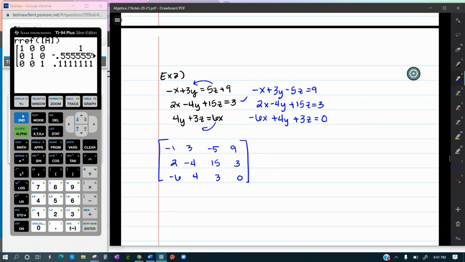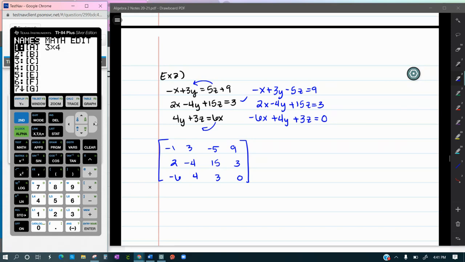So we're going to go to second and matrix. We need to actually edit the matrix first, so we're going to go to edit. Now you can use B or C or D. It doesn't matter, but I'm just going to reuse A over and over just because. It's still a 3x4, so I can just press enter and enter to get me down into my matrix.